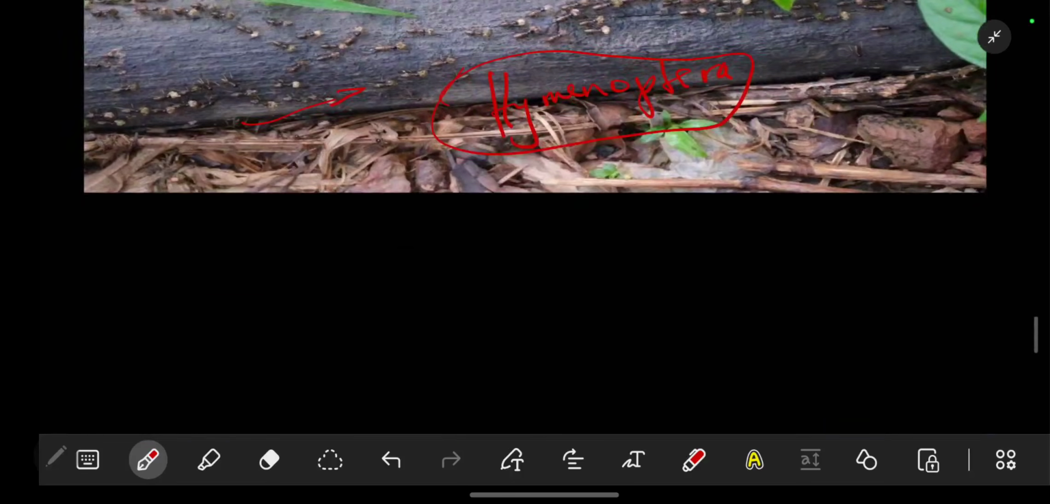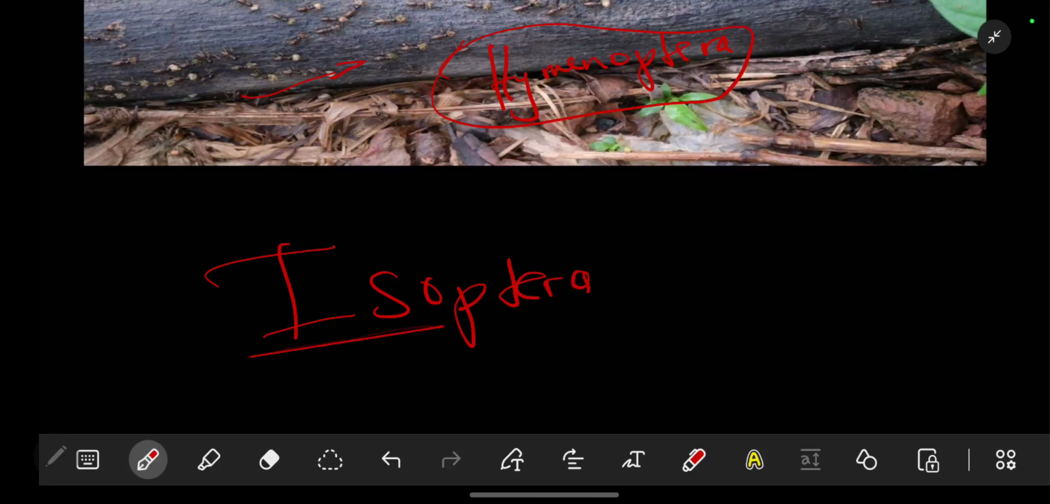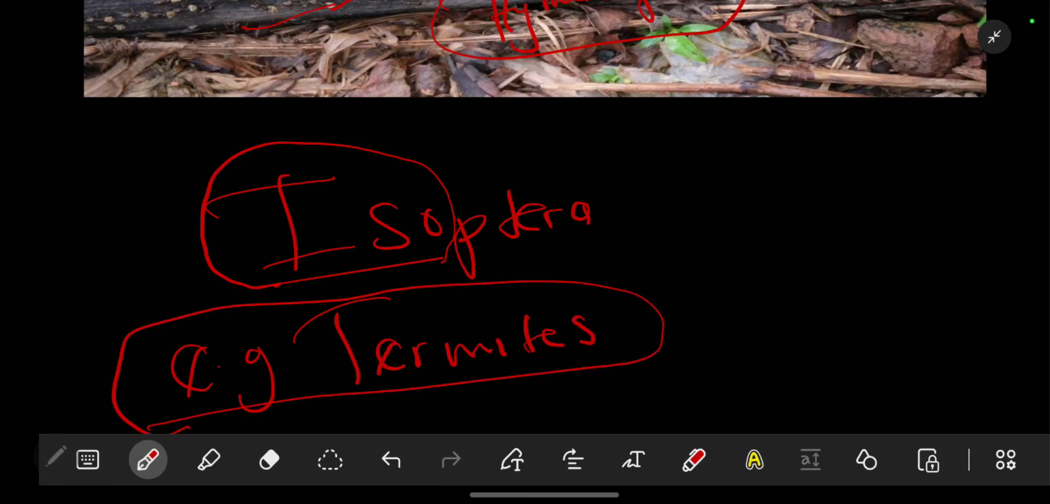So we are only remaining with one order, which is the order Isoptera. What do you think of when you hear iso? Iso means equal. If you have to do with equal, it means you are building something. This can help you look at which insects are able to build. The example that we can have here are termites. So that is the order Isoptera.